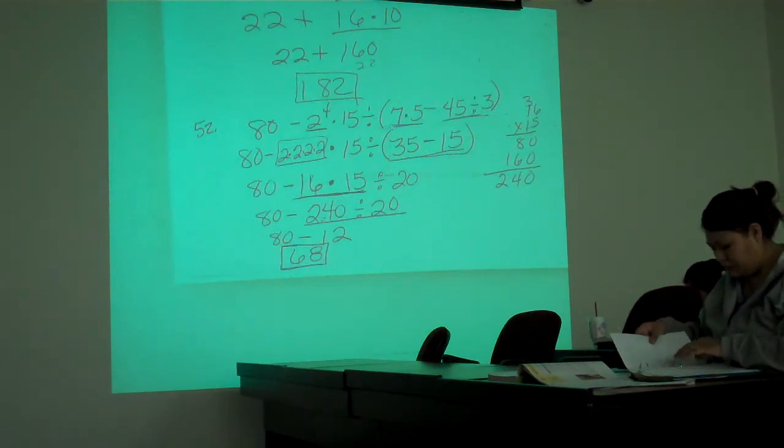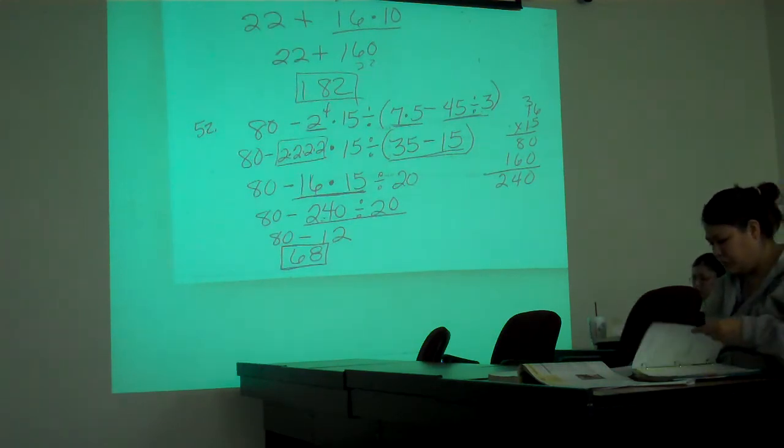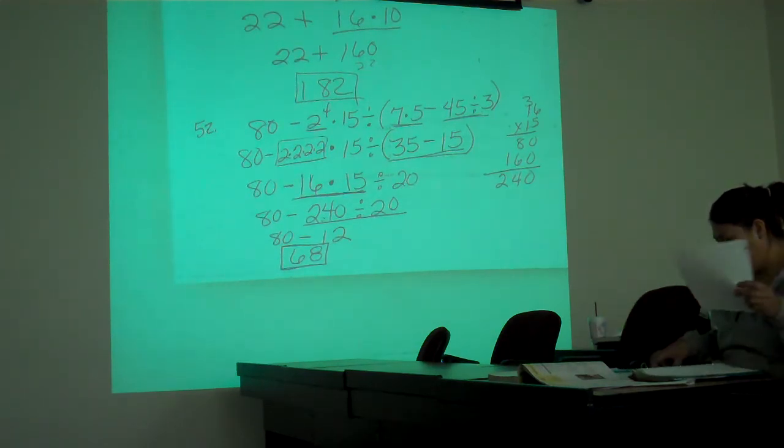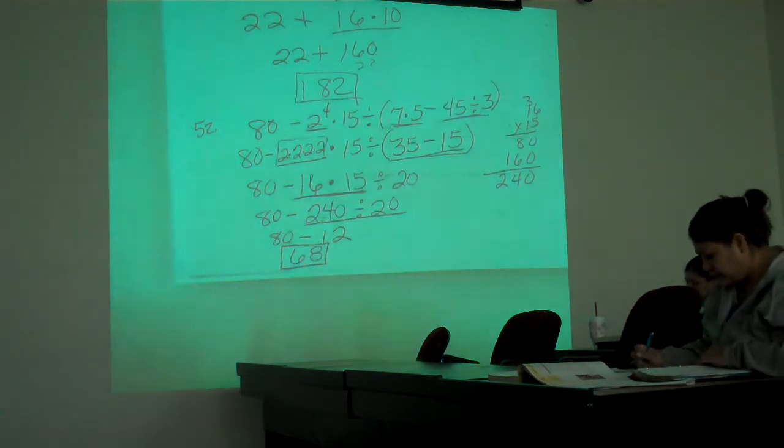On page 65, let's look at number 13, one of the word problems. Page 65, number 13. Let me put it up here so we can read it together.